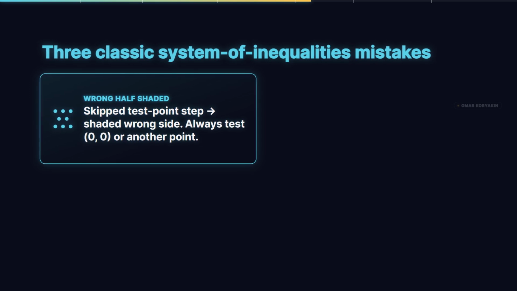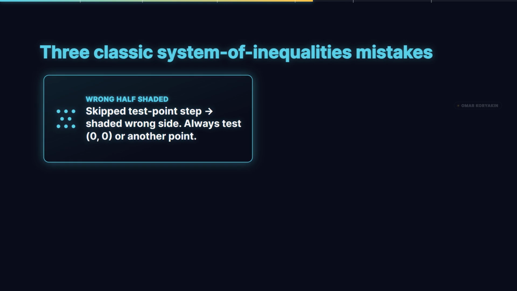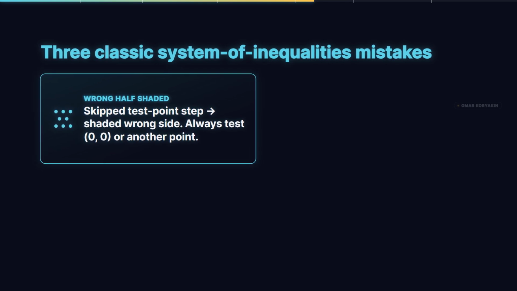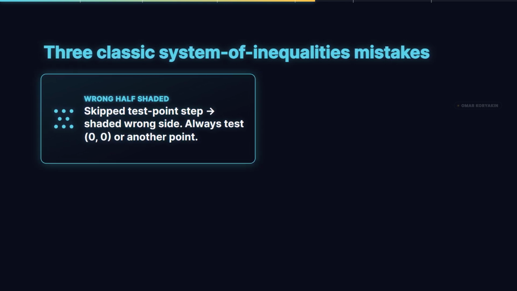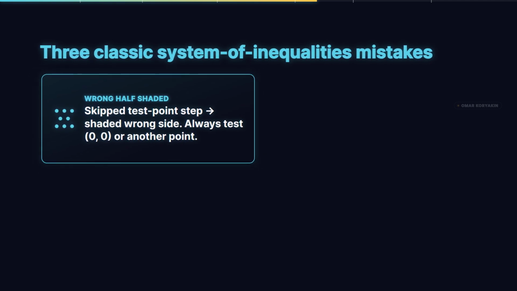The fix is to always perform the test point step on every inequality, plugging a specific point like the origin into the inequality and shading toward truth, as we covered in section 4 lesson 8. The test point removes any guesswork about which side is the correct half.